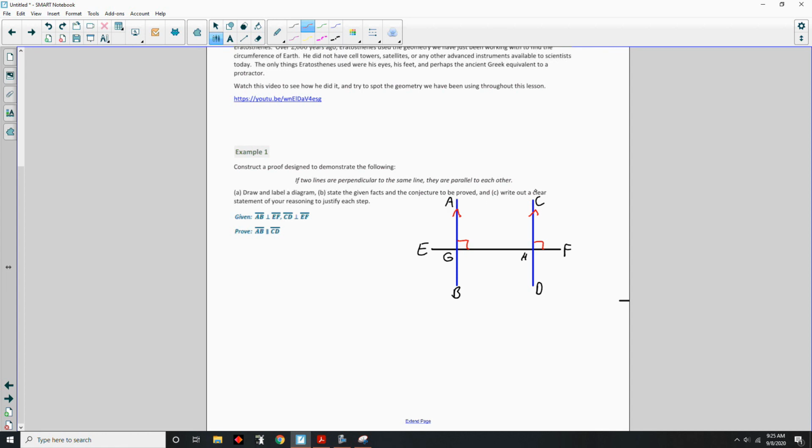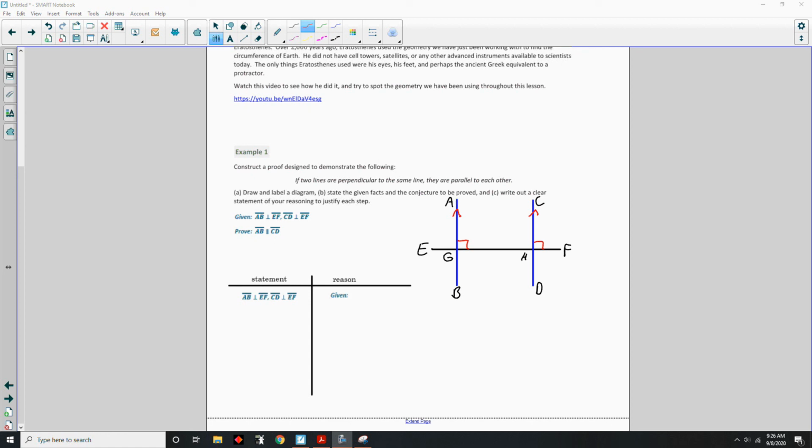There's B. And C says write out a clear statement of your reasoning to justify each step. In other words, do a two-part proof. Okay, so here it is, statement, reason. We are already given, I just listed my givens, AB perpendicular to EF, CD perpendicular to EF, reason: given.